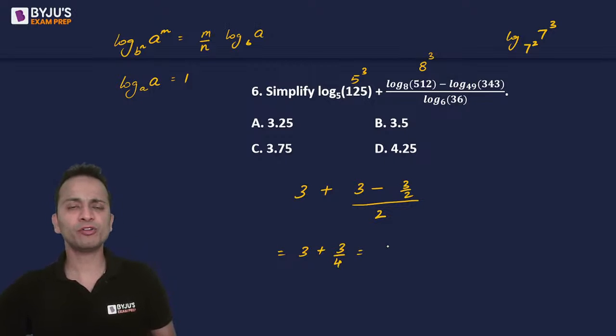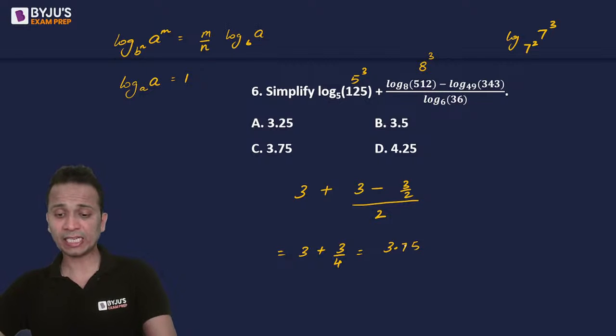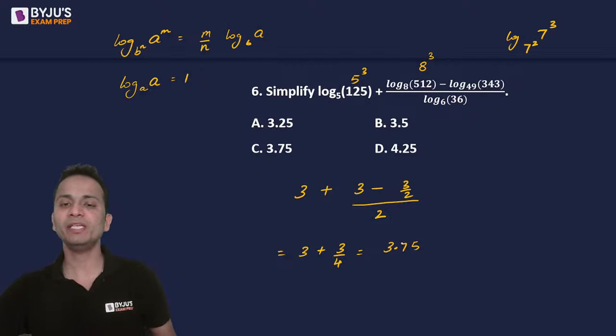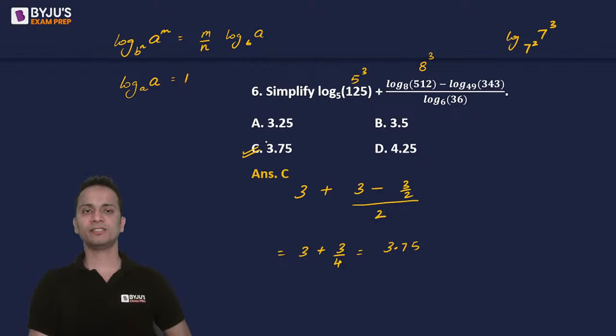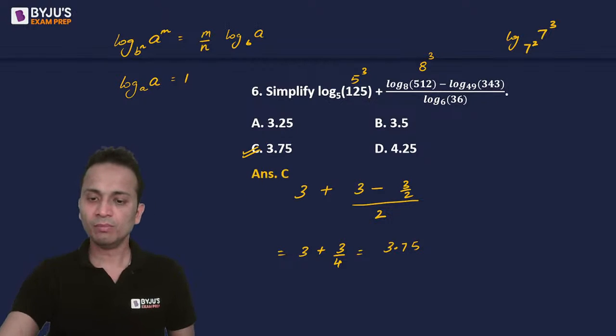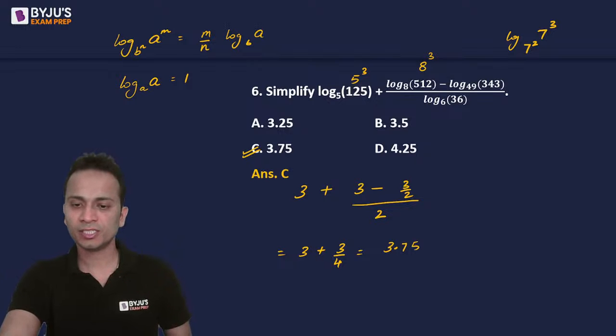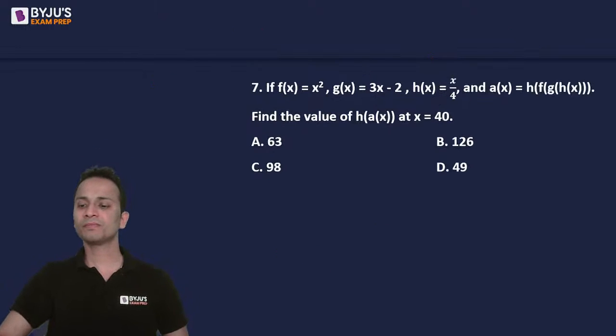Now 3 plus 3 upon 4, that is 3 plus 0.75, will be 3.75. So the correct answer for this question will be 3.75. That is option C. Okay. Moving on, next question. Question number 7.